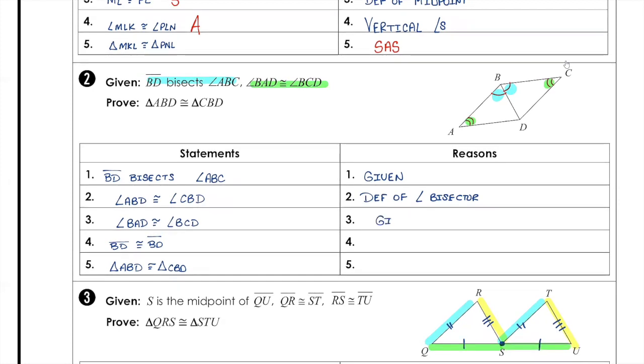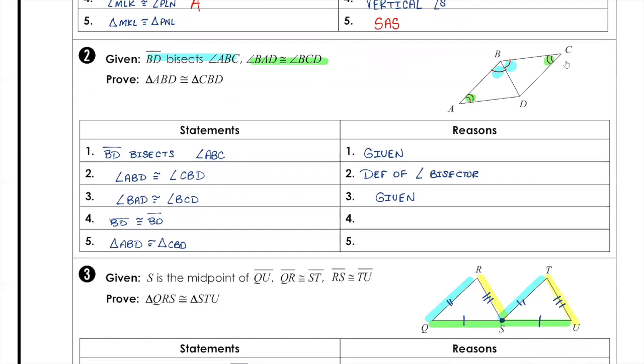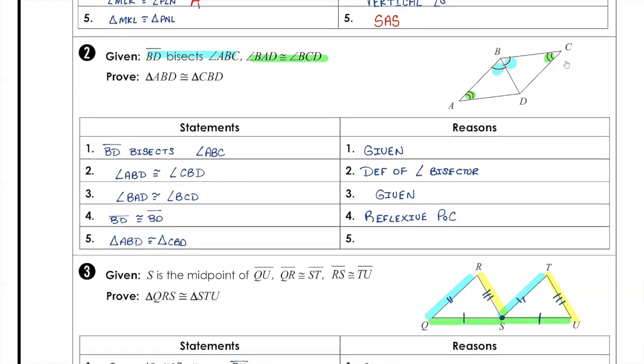Another reflexive. Why is it reflexive? Why is BD congruent to BD? Because it's got two of the same and it's congruent. But why do we see it as reflexive? It's a shared side. Yep, shared sides are always congruent because it's the same line, just like you said.